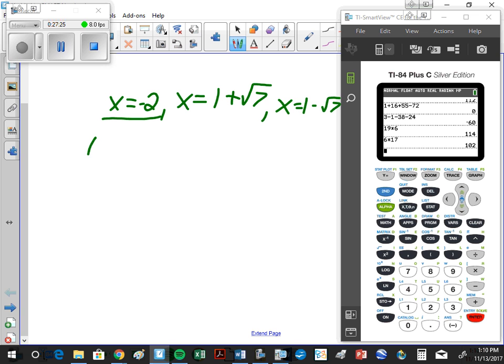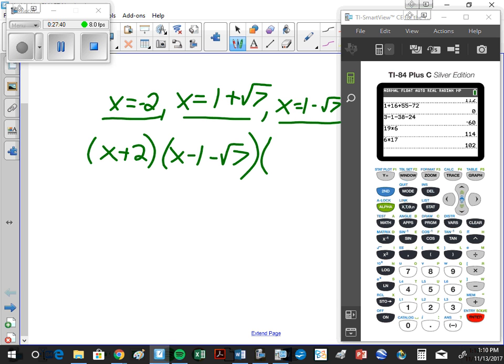This factor is easy, x plus 2. What is this factor? x minus 1 minus the square root of 7. And what's this factor? x minus 1 plus the square root of 7. Multiply these together first, and most of everything will simplify down to a really easy number. And then bring this in.